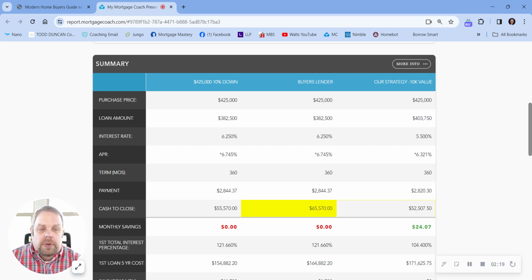The client now comes in with $52,000 to close, comes in at $2,820 per monthly payment, so a lower payment than what they were originally coming in with, lower closing costs than what they were originally coming in with, and a lower interest rate than what they were originally coming in with.